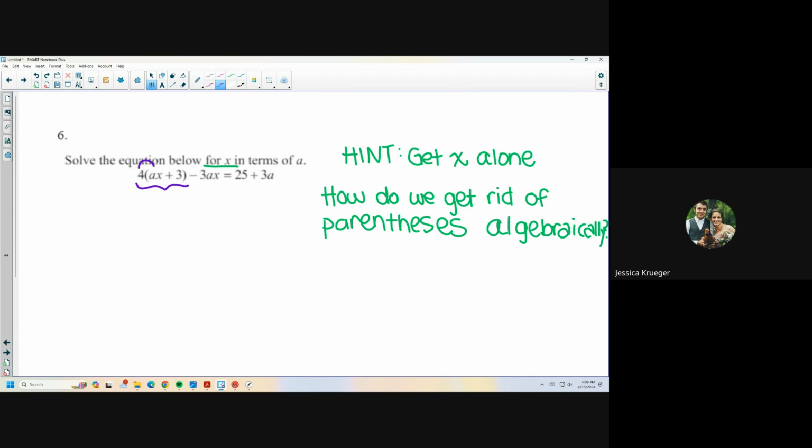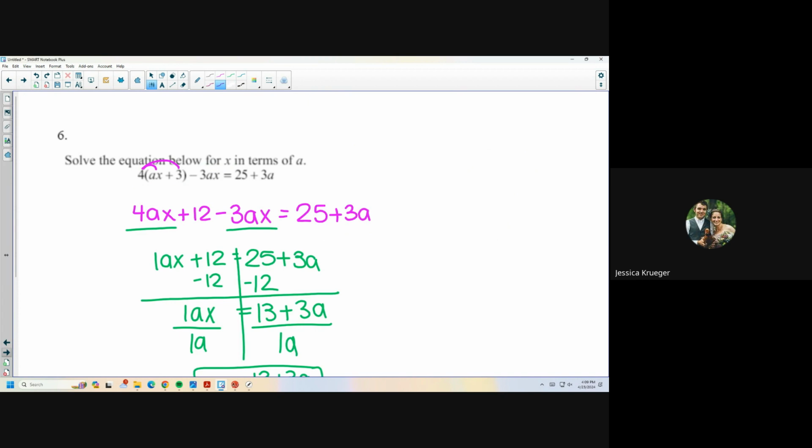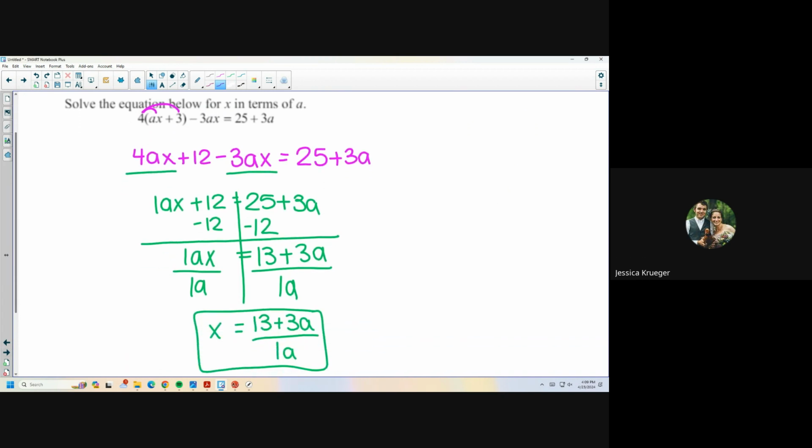Here's the solution. We've got to distribute. I like to underline or circle my terms that have the variable I'm trying to isolate. If it's in more than one spot, you've got to try to combine those terms if you can. Since these both have AXs, we can combine them to one AX. And now I want to move everything that doesn't have an X to the opposite side.